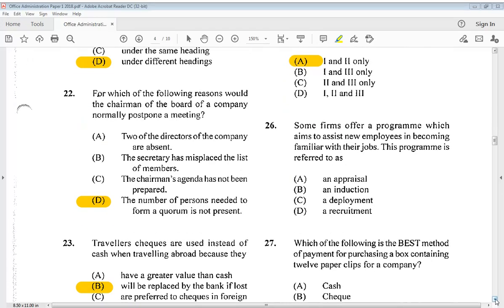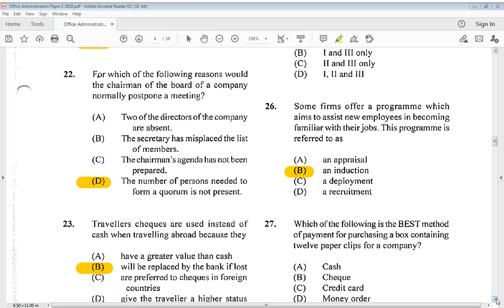26. Some firms offer a program which aims to assist new employees in becoming familiar with their jobs. This program is referred to as, is it A, an appraisal, B, an induction, C, a deployment, or D, a recruitment? So we know it's not an appraisal, but B says an induction. Yes, so that would be our answer.